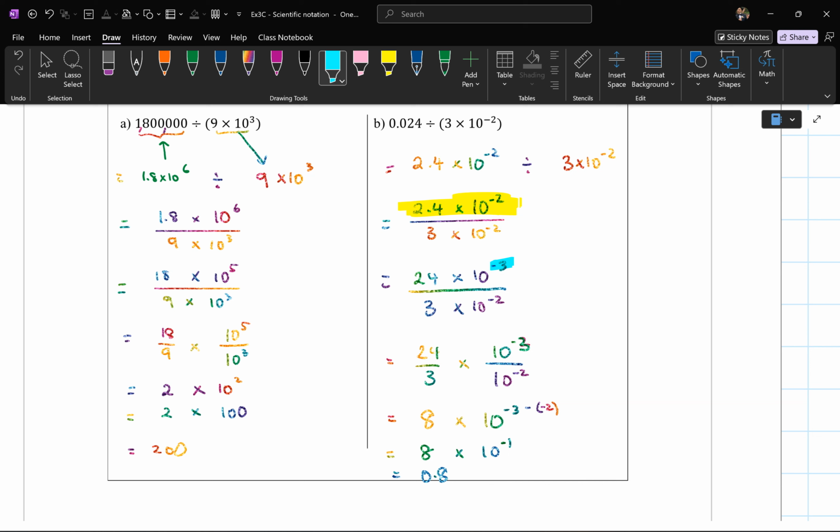Okay, I'm going to stop the video there and leave the notes here. But that's exercise 3C, working with scientific notation, significant figures, and index laws. I'm going to pause the video. I'll finish the video.